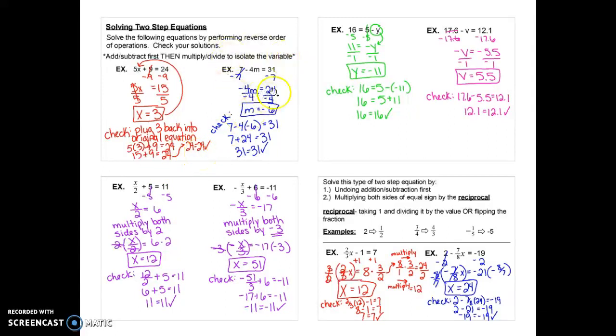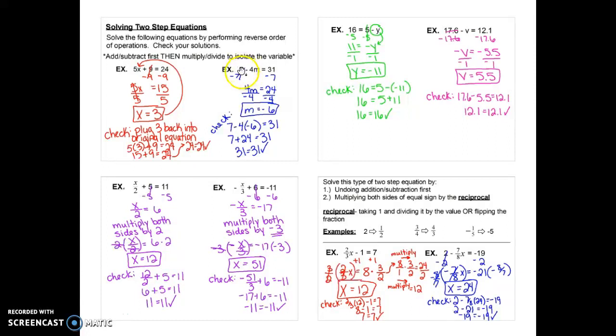Okay, so example number 2: 7 minus 4m equals 31. Again, my goal is to get this m to be completely by itself. In order to do that, I need to move this 7 and this negative 4 away from it. So I start with my value that is not being multiplied to the variable. I'm going to start with this 7. Even though you don't see it, this is a positive 7. There's no plus sign in front of it, but we know that that's a positive value.